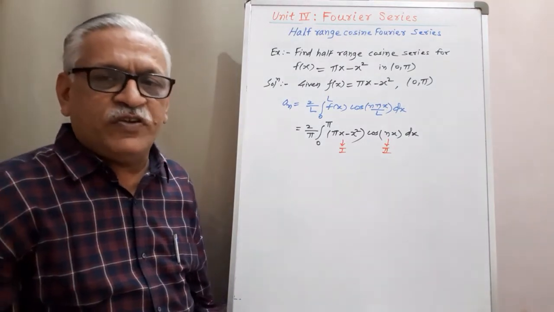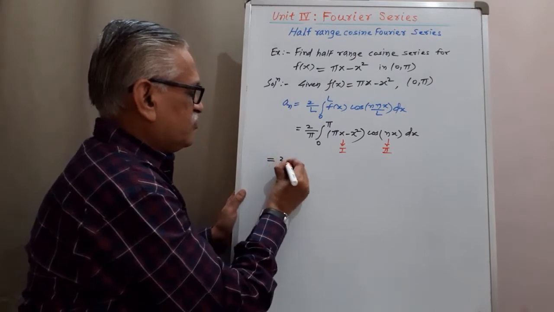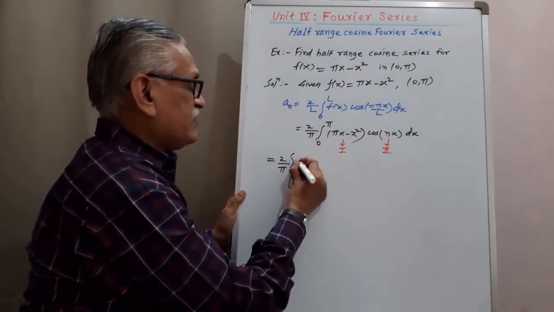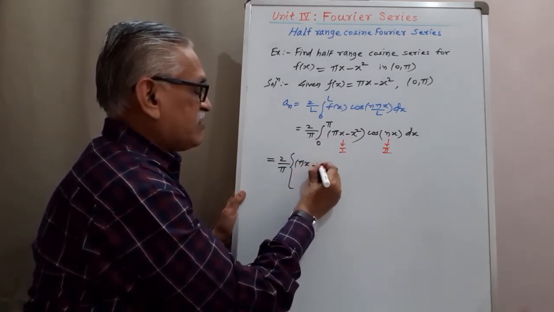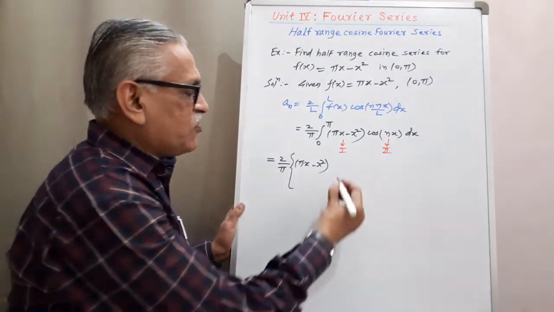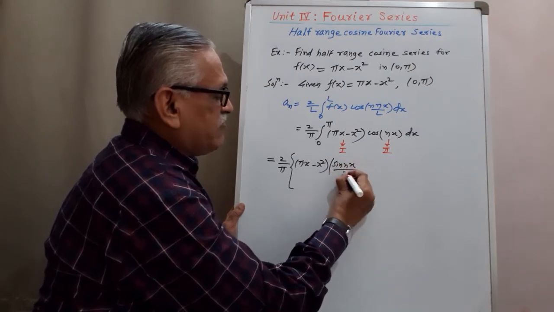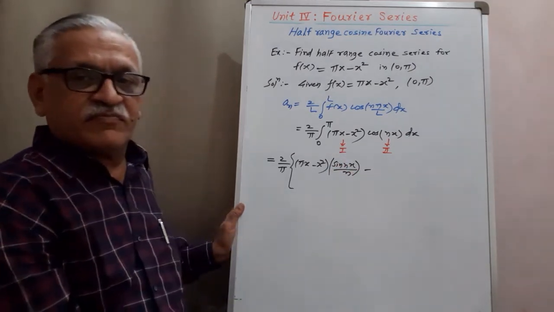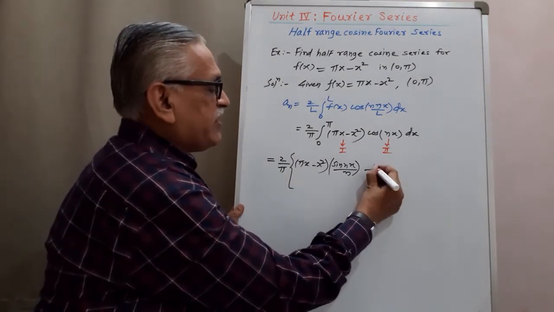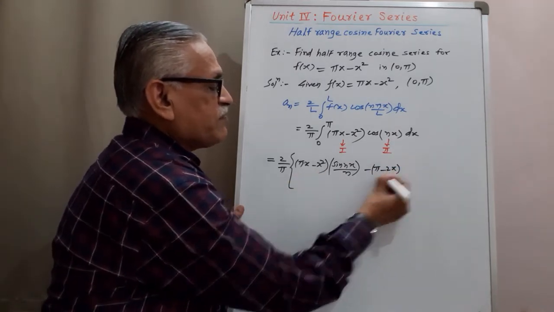And then integrating by UV rule by generalized parts, we get 2 by pi as it is. First term, pi x minus x square. Integration of cos is sine of nx divided by n, then minus derivative of this term with respect to x. Derivative of pi x is pi, and derivative of x square is 2x. Therefore, it becomes pi minus 2x.